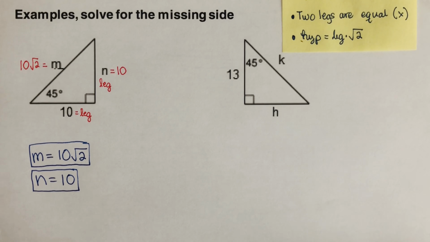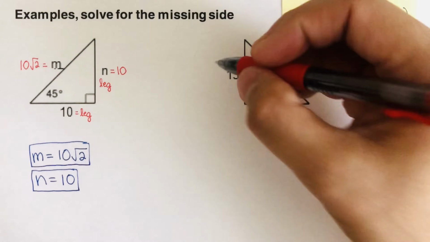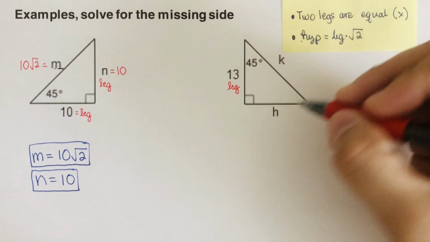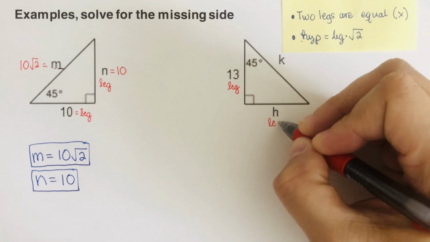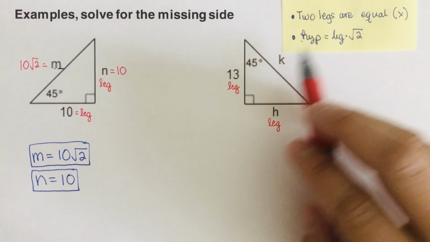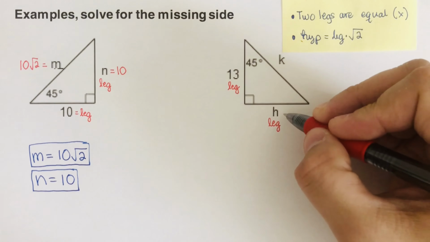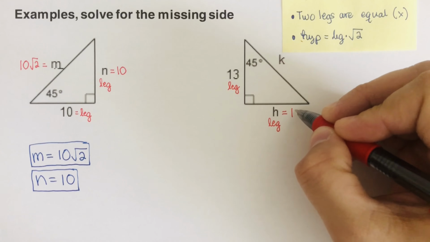Okay, so let's see what you have. We're going to label the parts. This one right here is a leg, and this one right here is another leg. We know that the two legs of a 45, 45, 90 degree triangle should be equal. So if that is 13, then h is 13.